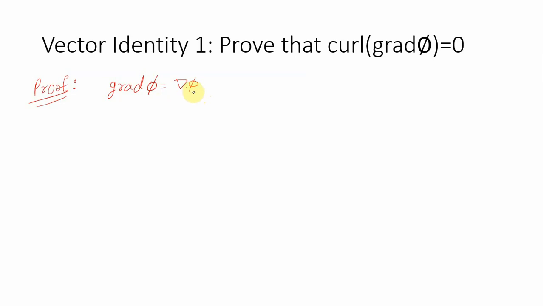We have discussed scalar point function and vector field. All the formulas I have given in the previous video, please go through it. So this is equal to, just substitute the value, dou phi upon dou x i plus dou phi upon dou y j plus dou phi upon dou z k. Yes friends, this is the formula you have to remember.